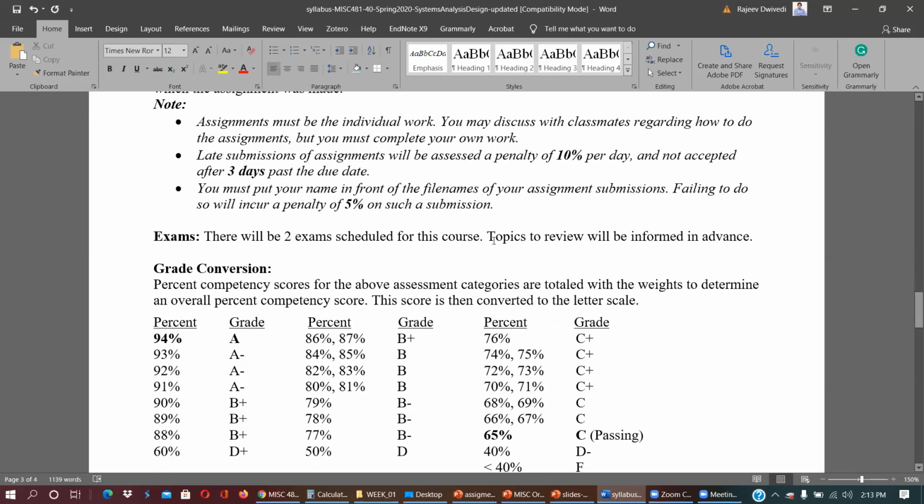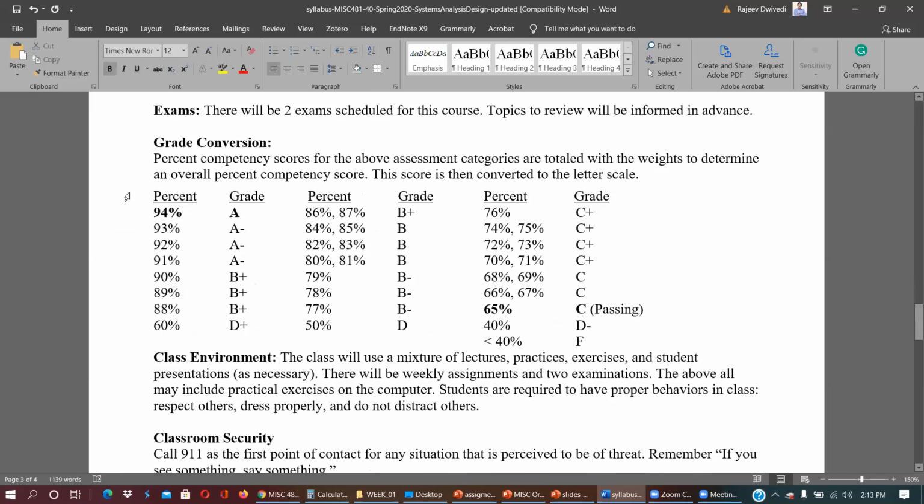There are 2 exams, and this is the tradition, very universally the same in all the courses. So this is the grading system. The class will be a mixture of lecture, practice, exercise, and student presentation if necessary.